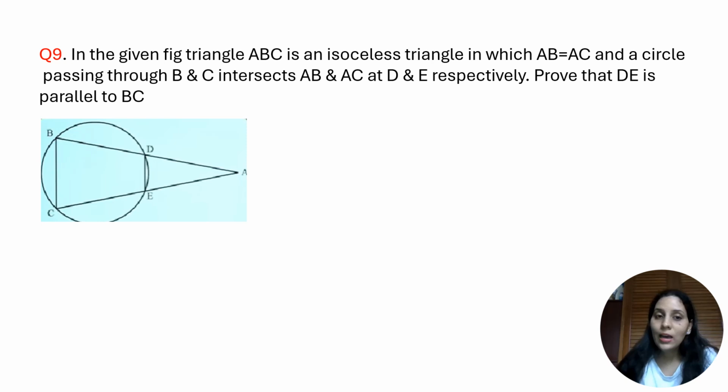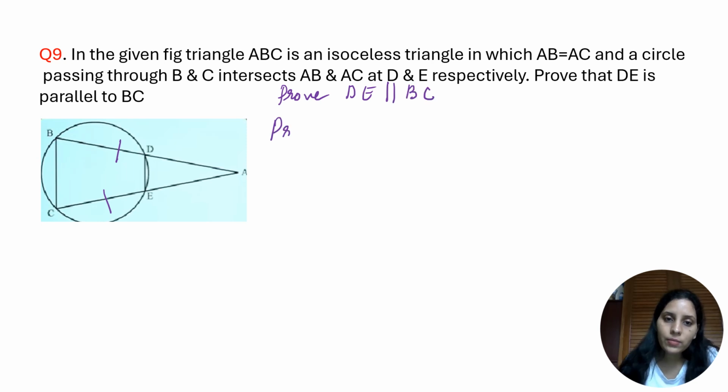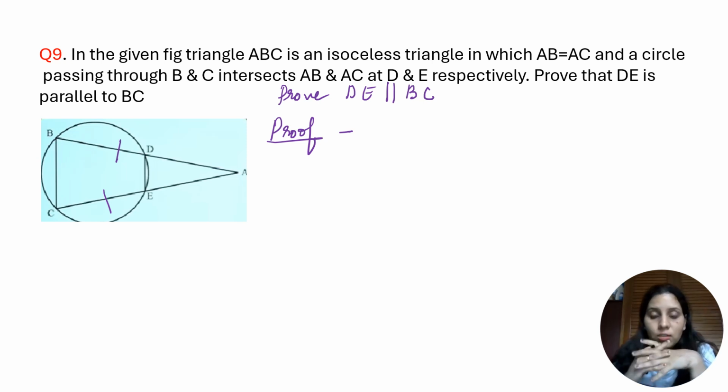Next one. In the given figure, ABC is an isosceles triangle with AB equal to AC, and a circle passing through B and C intersects AB and AC at D and E. Prove that DE is parallel to BC. So what do we need to prove? DE parallel to BC. Since here we are not given anything, it doesn't matter. It's very easy. This sum we can just do on observation.